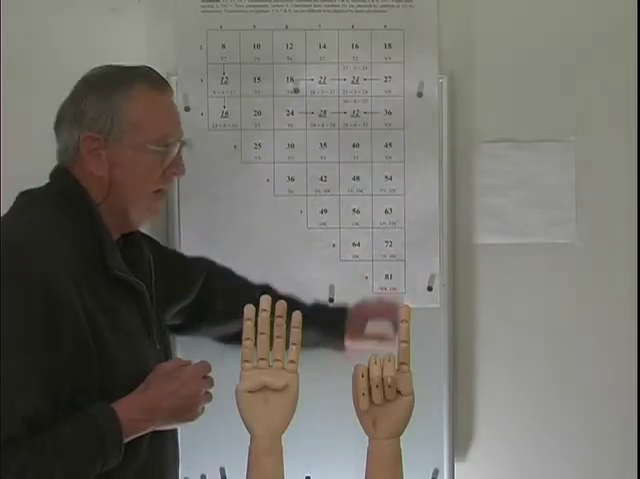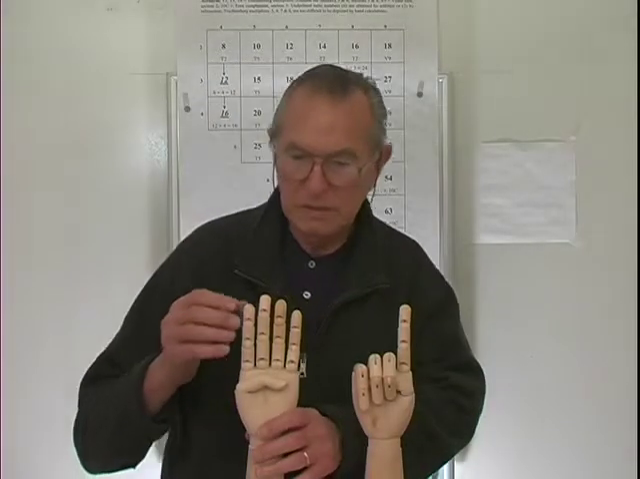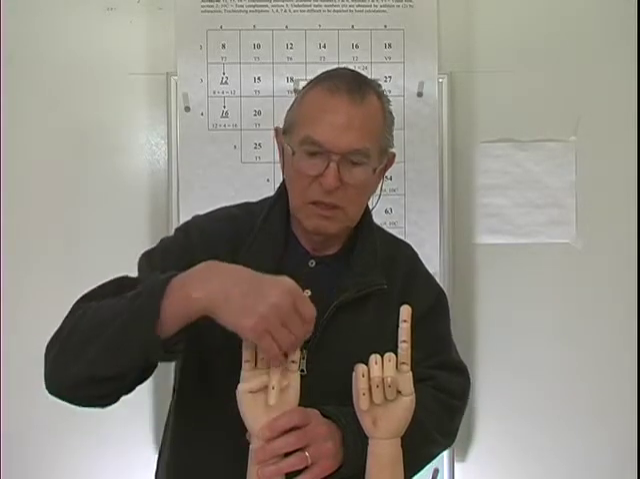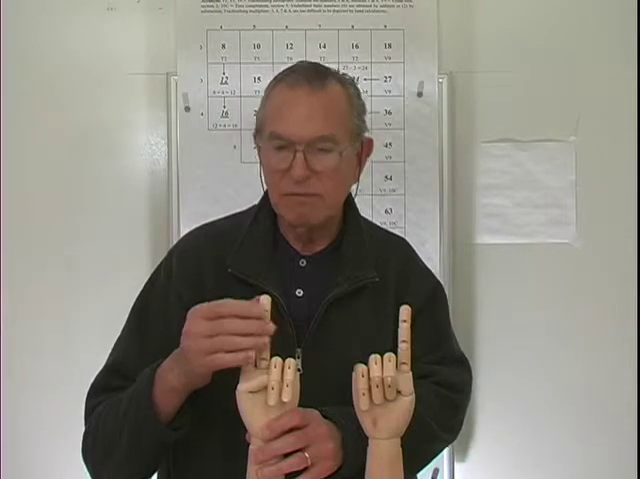8 times 9. This is already 9. And I want to make this an 8. So I want to put those 2 down. And this represents 9, 10. So this represents 8 times 9.